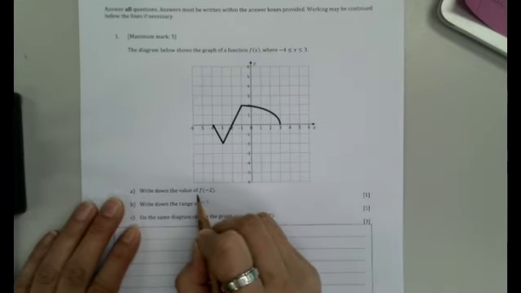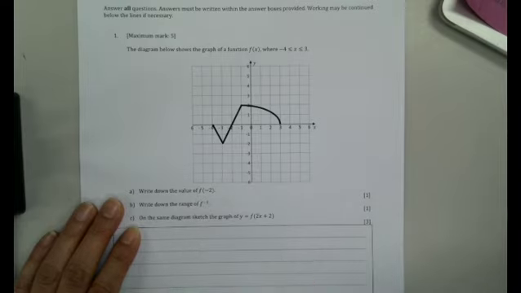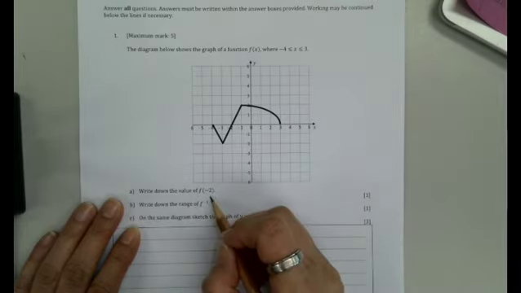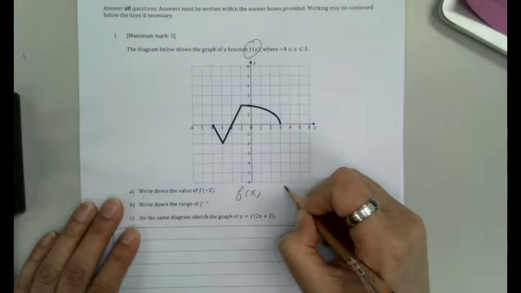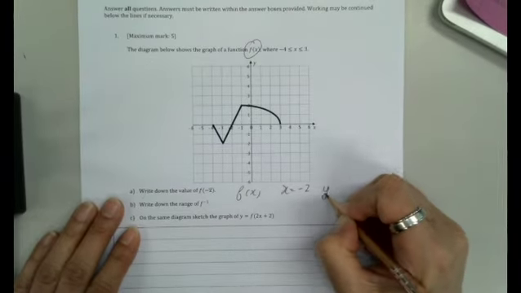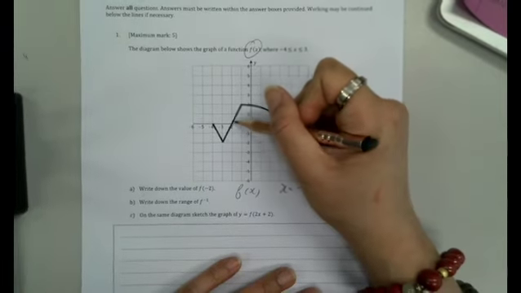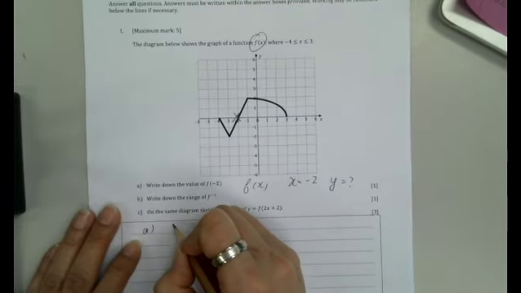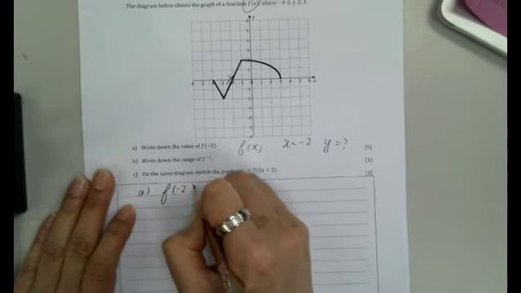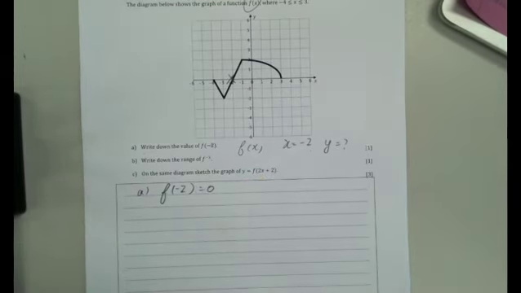So first of all, write down the value of f(-2) from what you see. So f(x) is equal to this, which means x equals -2, y equals what? That's what it means. So we look at x equals -2. When x is -2, y is 0. So all I need to do is write f(-2) = 0. Nice and easy there.